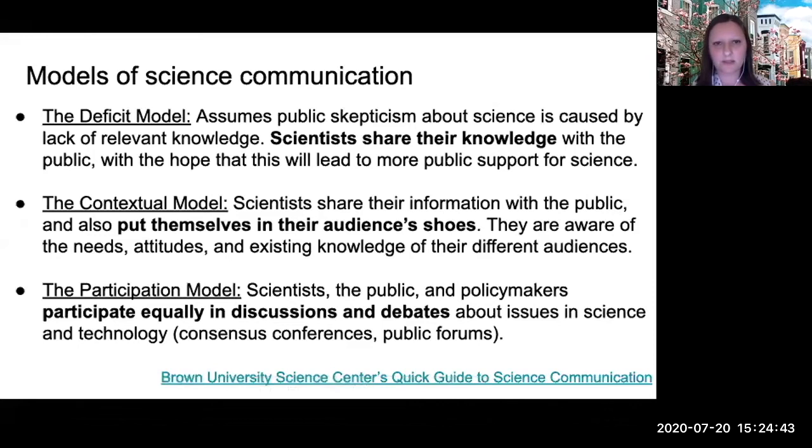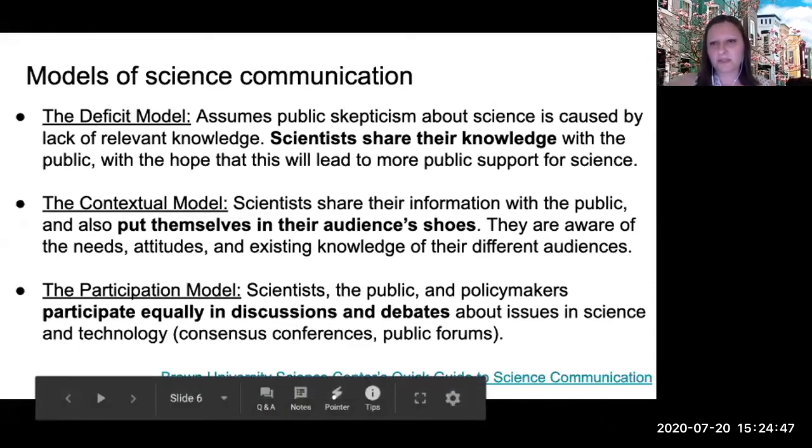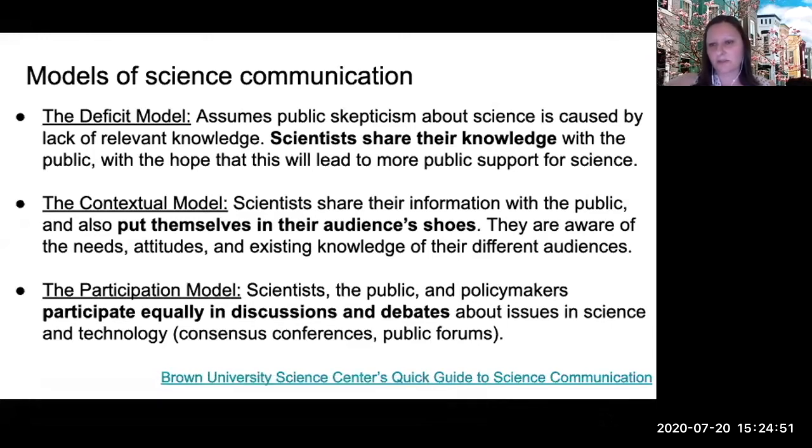The contextual model is where you put yourself in the audience's shoes and think more about their needs, attitudes, and existing knowledge on the topic. And the participation model is where you engage the policymakers in debates. And this can happen in public forums, town halls, etc.